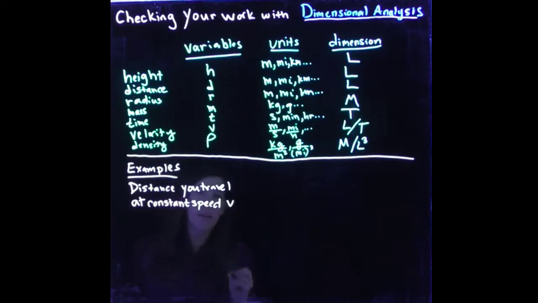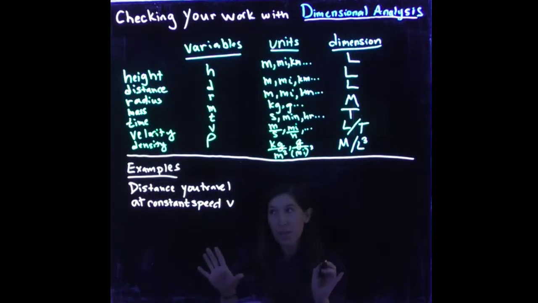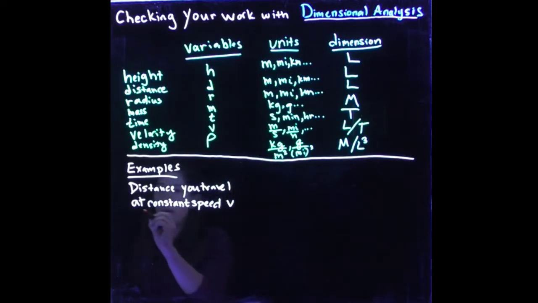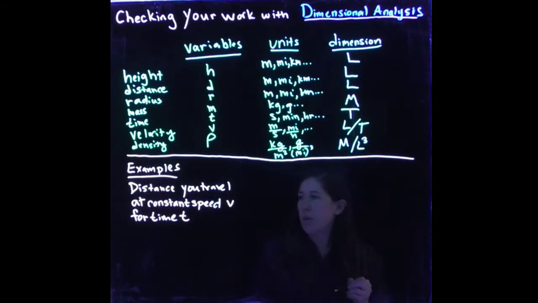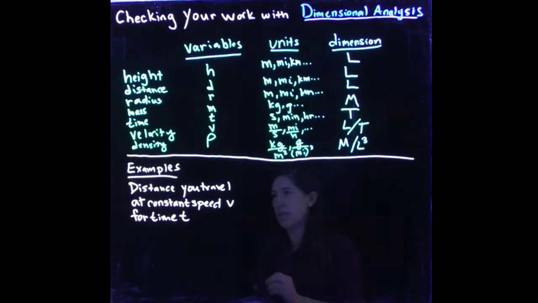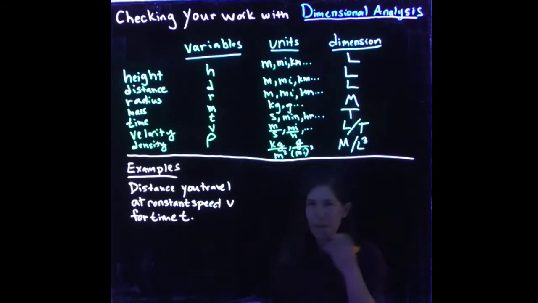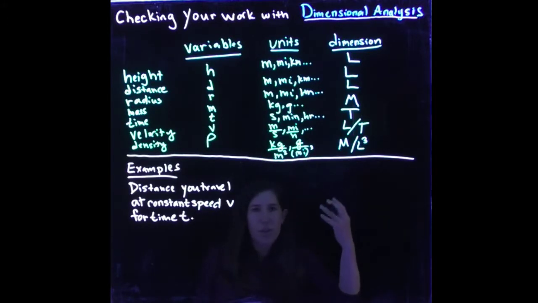I'll represent that by the variable v. We don't know exactly what that speed is. It's just some variable. And you drive that for time t. And you want to compute this distance. And so maybe even dimensional analysis is also a way that I use to just help me remember formulas.